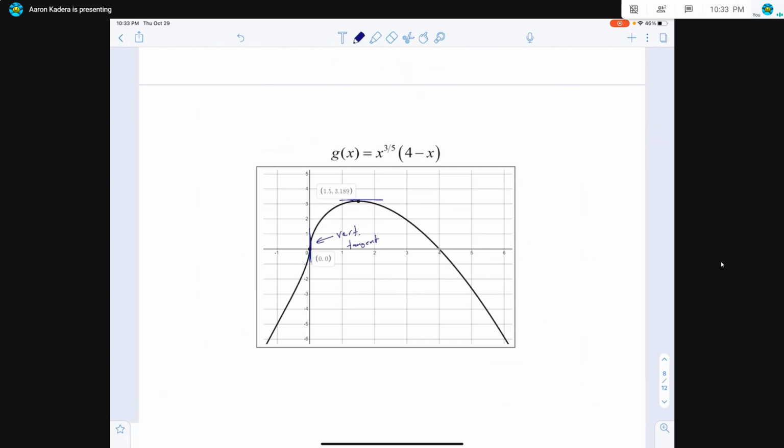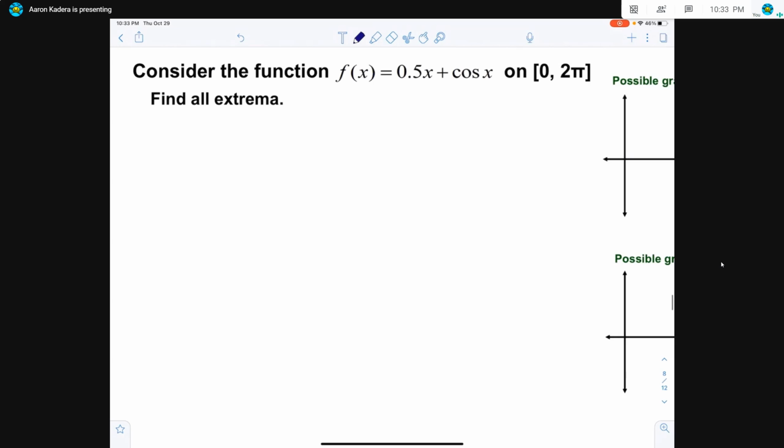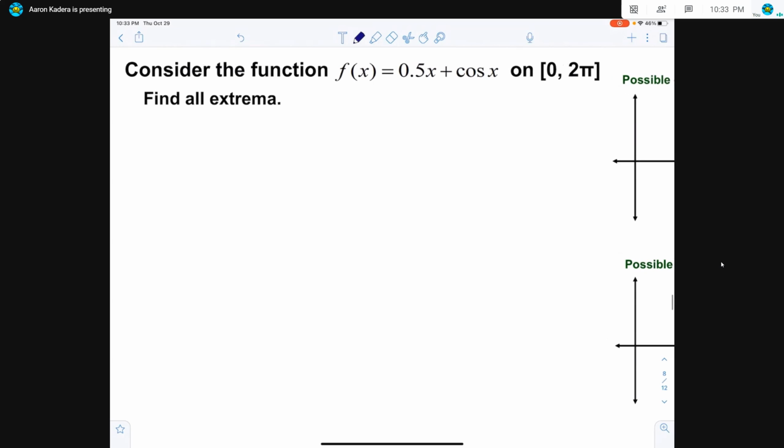Okay, let's move on to our next problem. This one's phrased a little bit different. This says, consider the function f of x equals 1/2 x plus cosine x on the closed interval from 0 to 2 pi. Take a moment, copy down that problem. This problem is phrased different. It just says find all extrema. So that means that it's looking for absolute mins and maxes, and it's looking for relative mins and maxes.